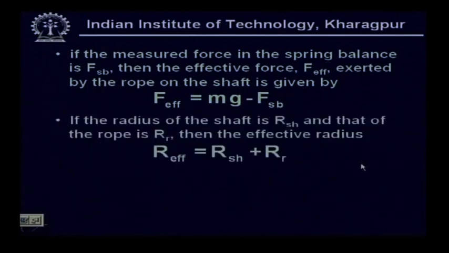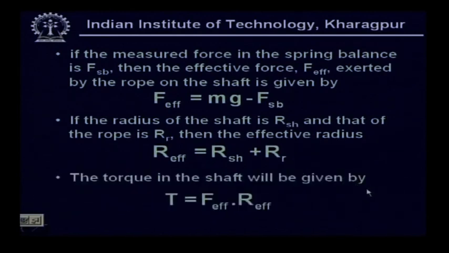If the radius of the shaft is R_SH and that of the rope is R, then the effective radius is R_EFF equal to R_shaft plus R, the radius of the rope. So I can write the torque in the shaft as T equal to F_EFF into R_EFF, obviously in Newton meter, right.